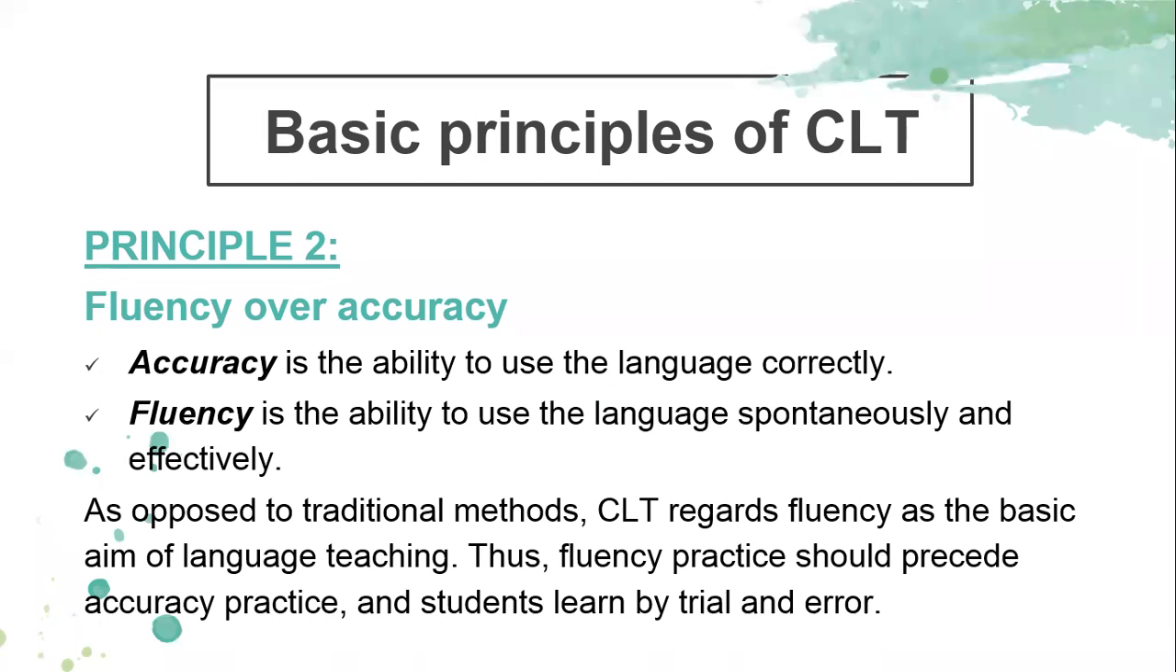So let's move on to principle number 2, fluency over accuracy. So, what does this mean? Accuracy is the ability to use the language correctly, while fluency is the ability to use the language spontaneously and effectively. As opposed to traditional methods, CLT regards fluency as the basic aim of language teaching. Thus, fluency practice should precede accuracy practice, and students learn by trial and error.